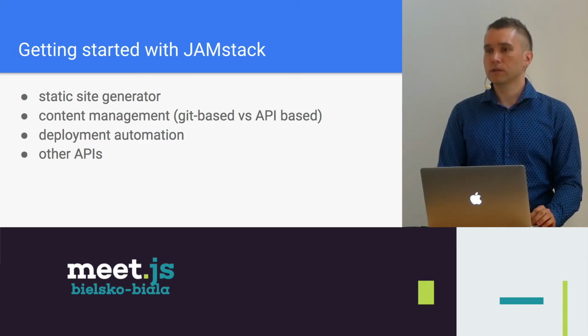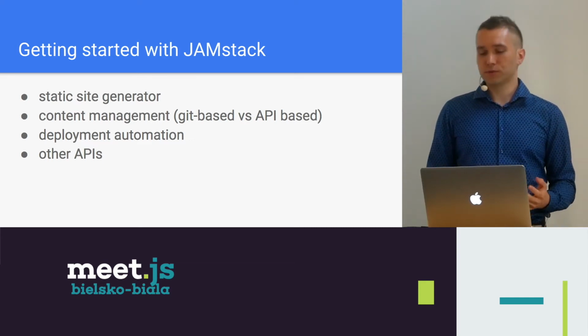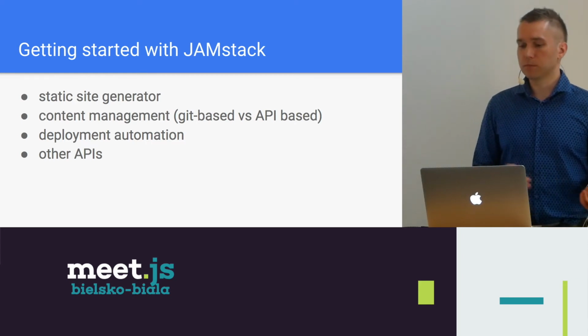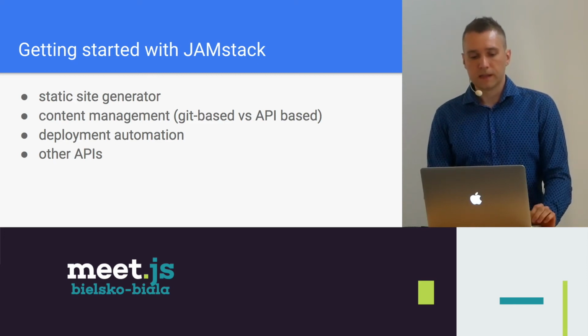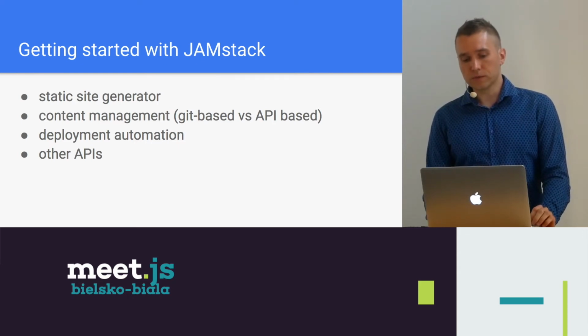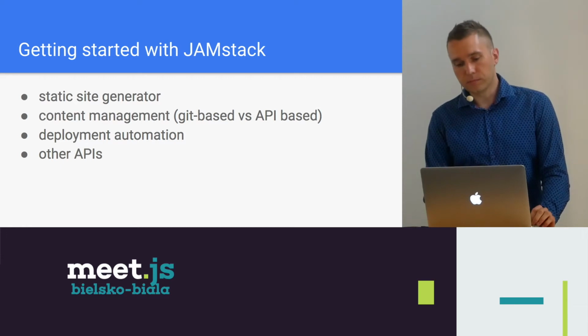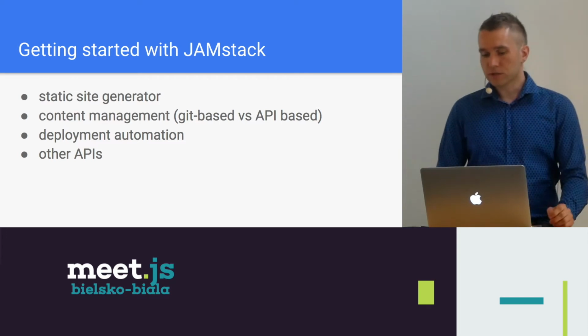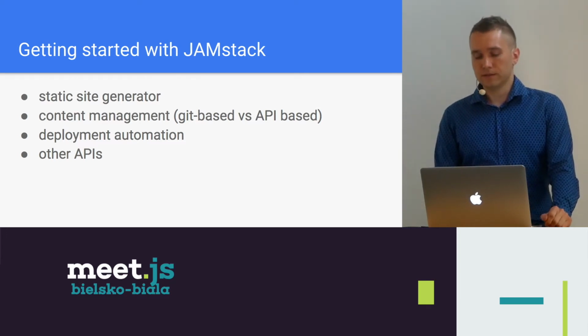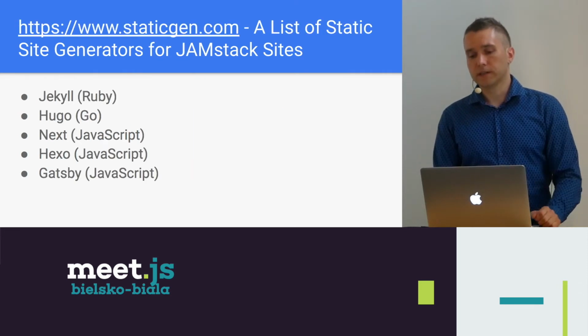Okay, so now we know who is using JAMstack and for what cases. It can be small sites and big sites. So now let's take a look at how to start with it. First of all, we need a static site generator. We also need some content management, either Git-based or API-based, or a mixture. We need a deployment automation. It's not nice that a developer has to deploy code, so it's good to have it automated. And we probably also need some other APIs. So let's look at the first problem.